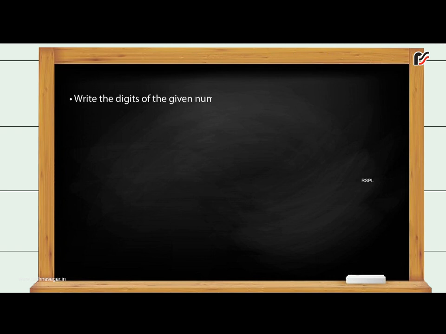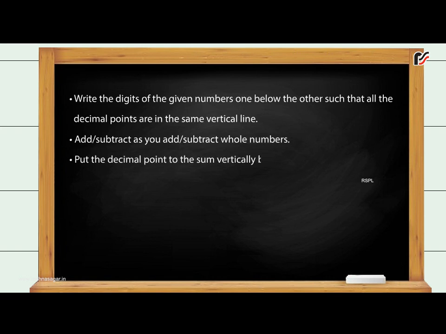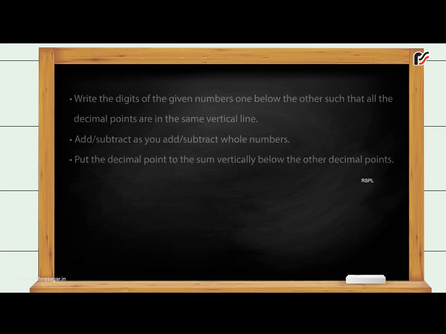Addition and subtraction of decimal numbers. Write the digits of the given numbers one below the other such that all the decimal points are in the same vertical line. Add or subtract as you add or subtract whole numbers. Put the decimal point to the sum vertically below the other decimal points.